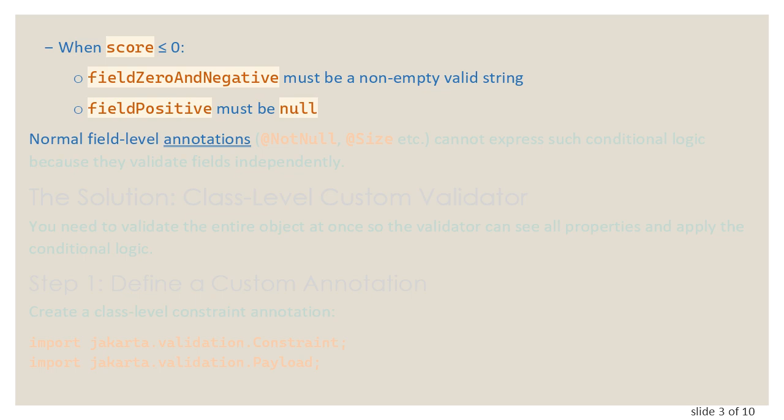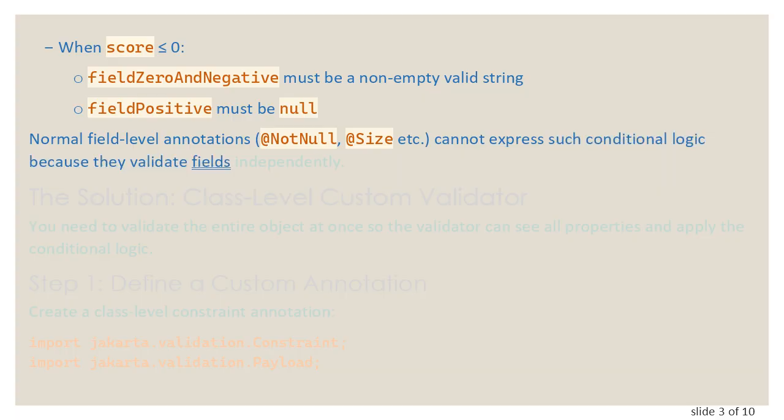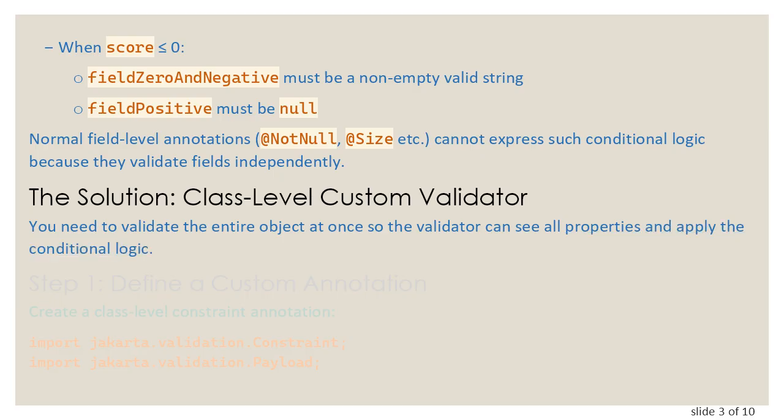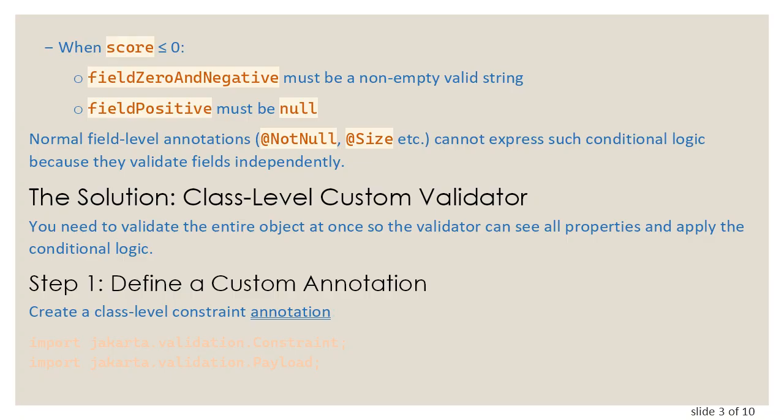Normal field-level annotations, @NotNull, @Size etc., cannot express such conditional logic because they validate fields independently. The solution: a class-level custom validator. You need to validate the entire object at once so the validator can see all properties and apply the conditional logic. Step 1. Define a custom annotation. Create a class-level constraint annotation.